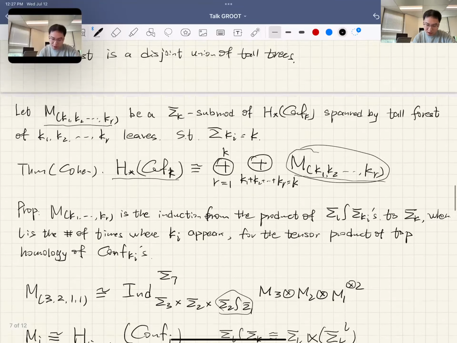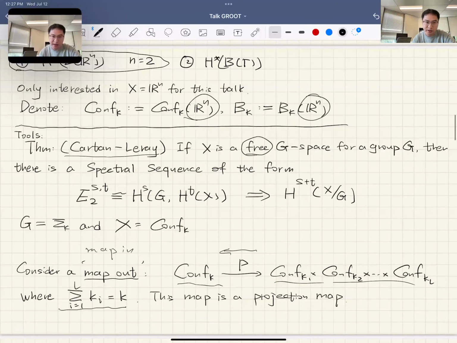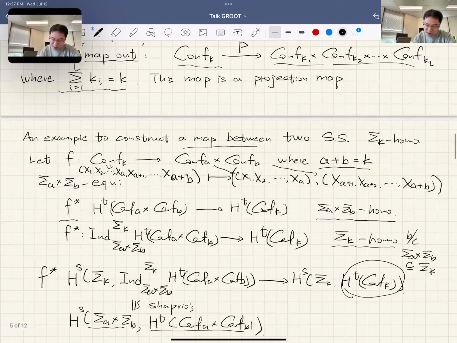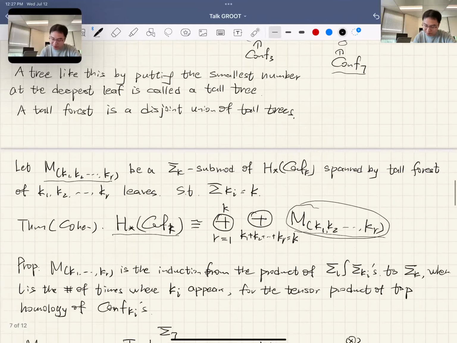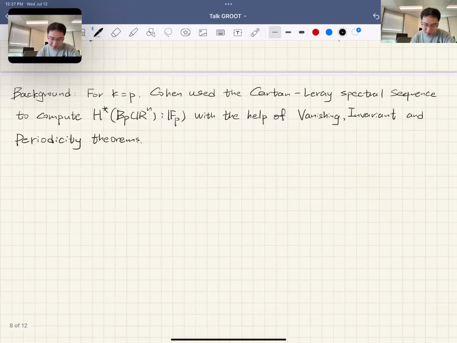Okay, so right now with all the tools I have, I have a Cartan-Leray spectral sequence right here, I have the map between 2 spectral sequences right here, and last but not least, I have the description of the homology or cohomology of configuration space. Okay, then I can actually do some work here. But before doing that, let me tell you the background knowledge.